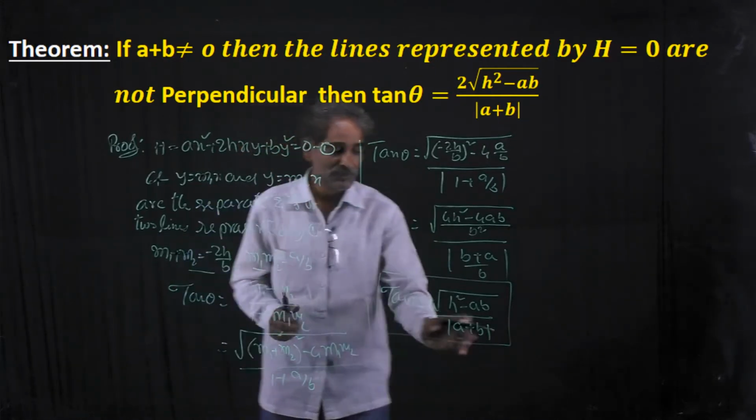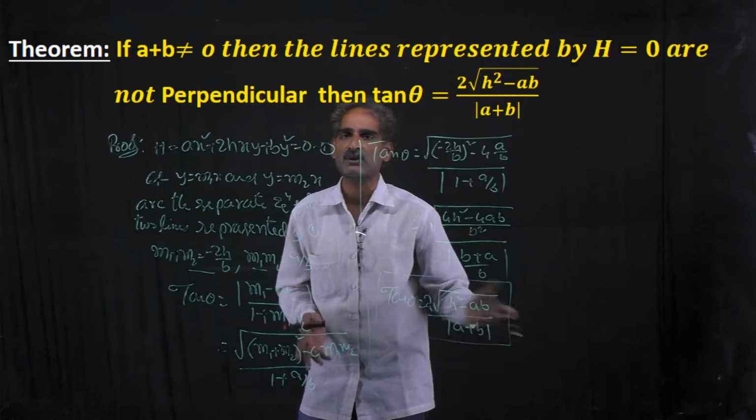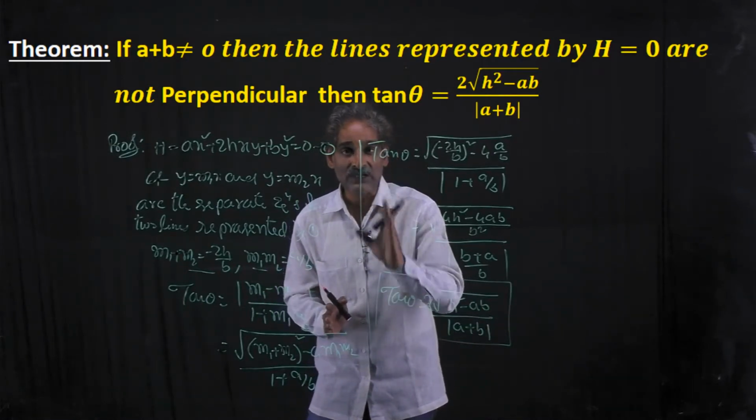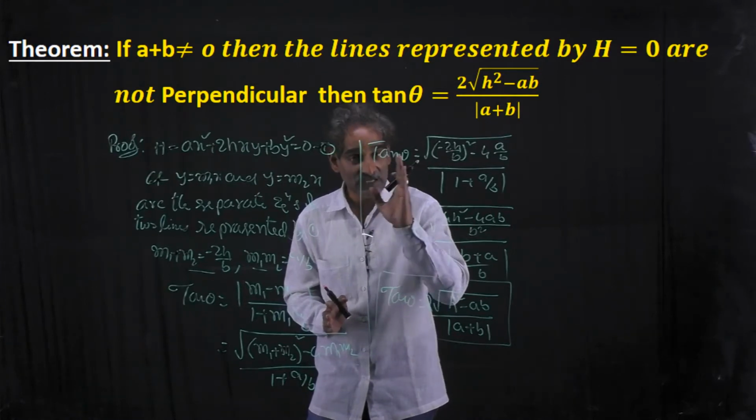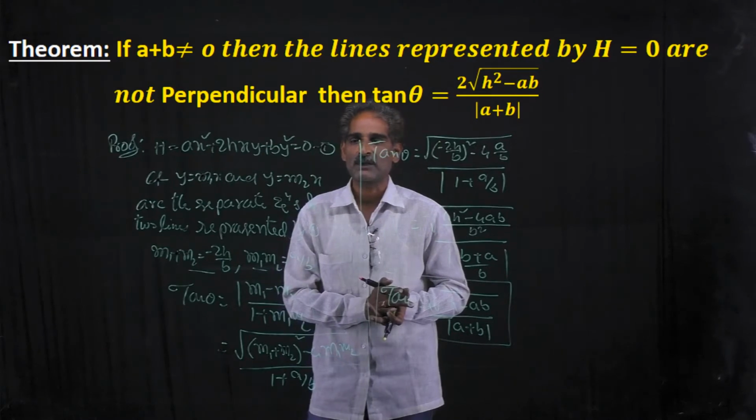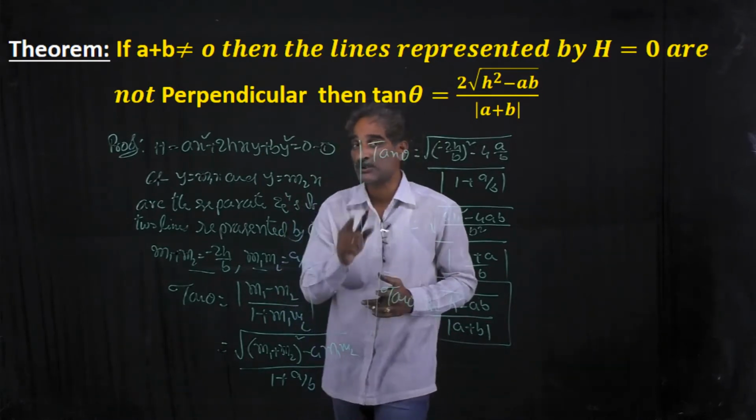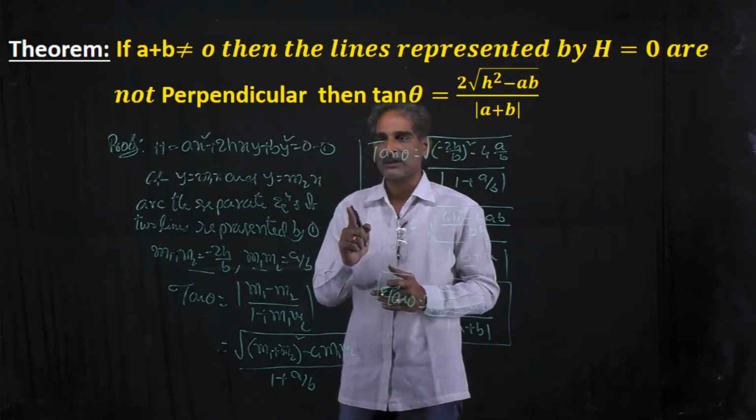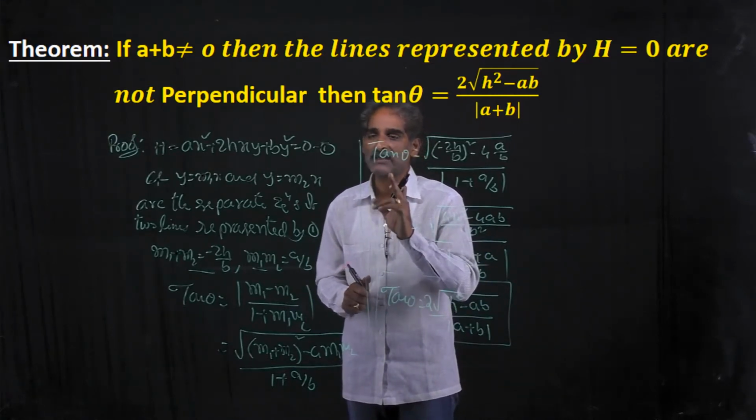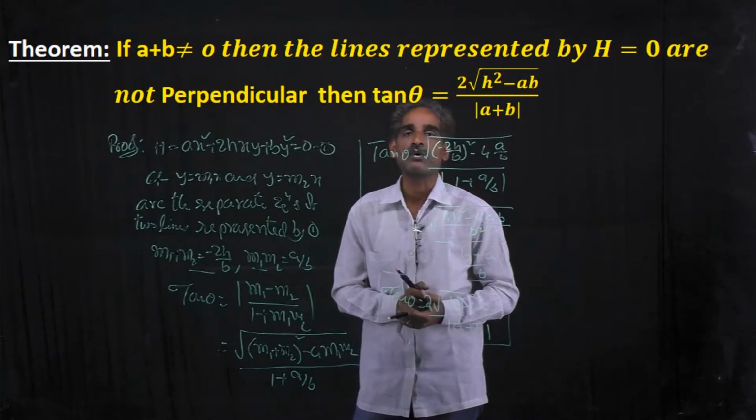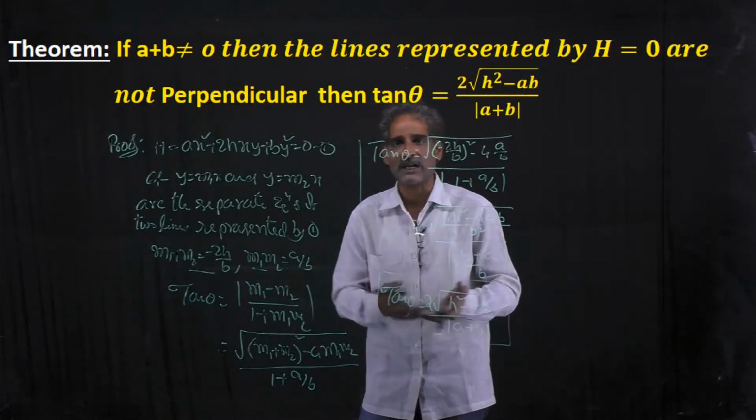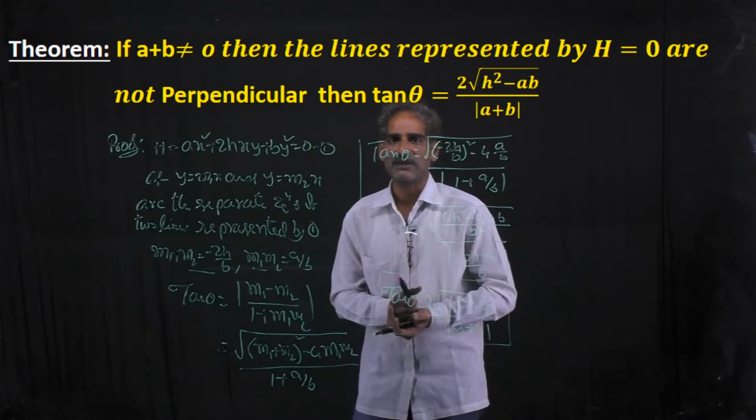Understand? So a plus b, the coefficient of x square plus the coefficient of y square, is 0 when the two lines are perpendicular. This form is applicable for non-vertical lines. If the slopes are defined and the angle between them is not 90, then only we can apply this formula. See the statement: if a plus b not equal to 0, that means the two lines are not perpendicular. The lines represented by h equal to 0 are not perpendicular. Then tan theta equals 2 into root of h square minus ab by mod of a plus b. You can use any formula, cos theta or tan theta, to find the angle between the pair of lines.